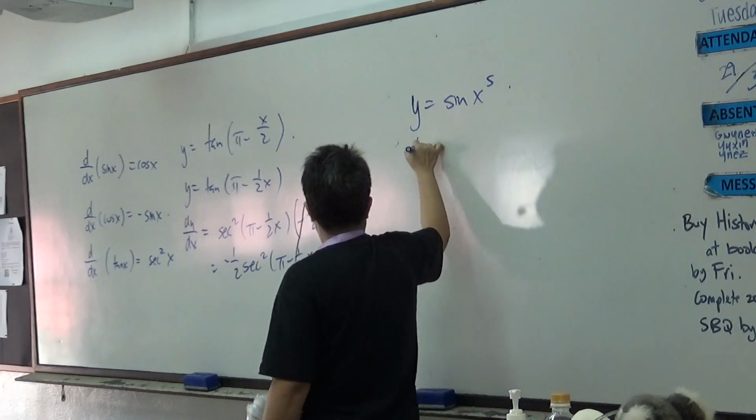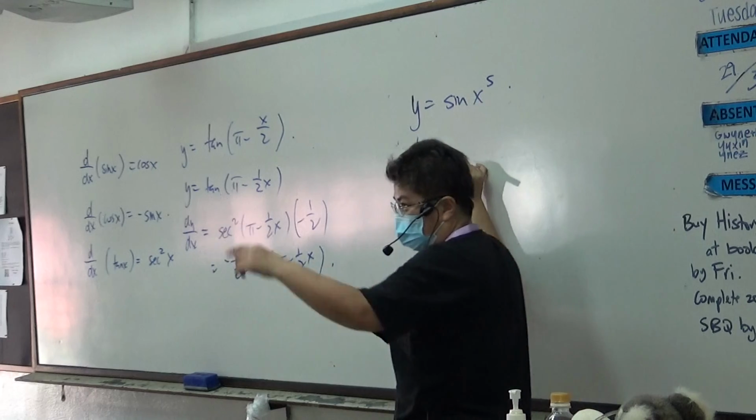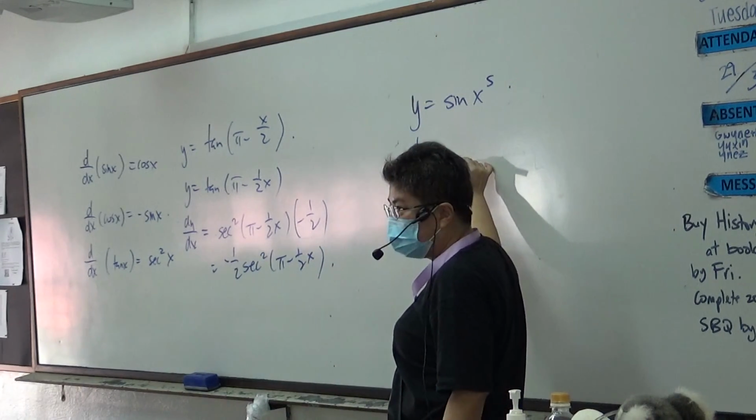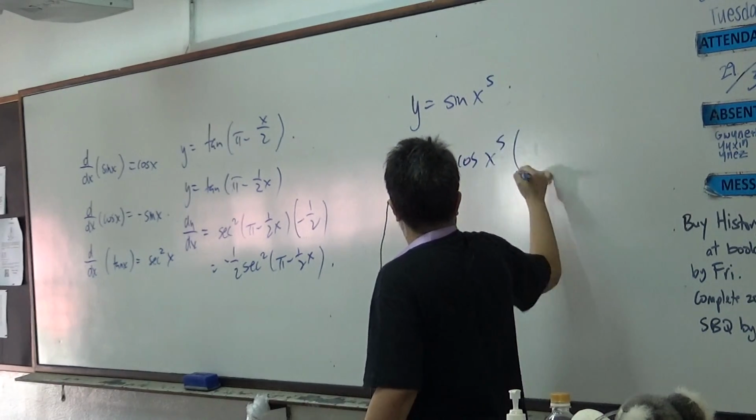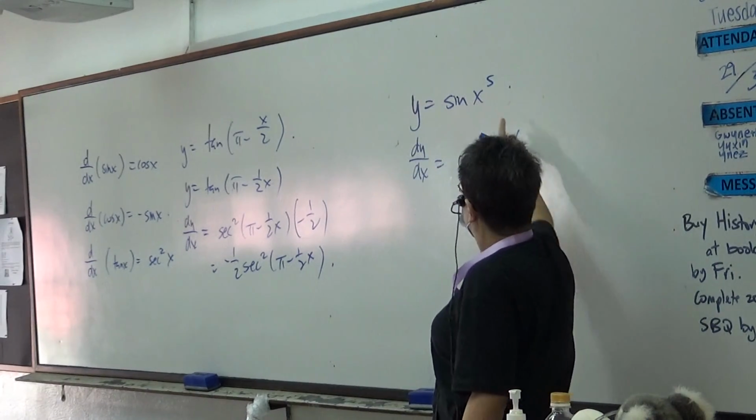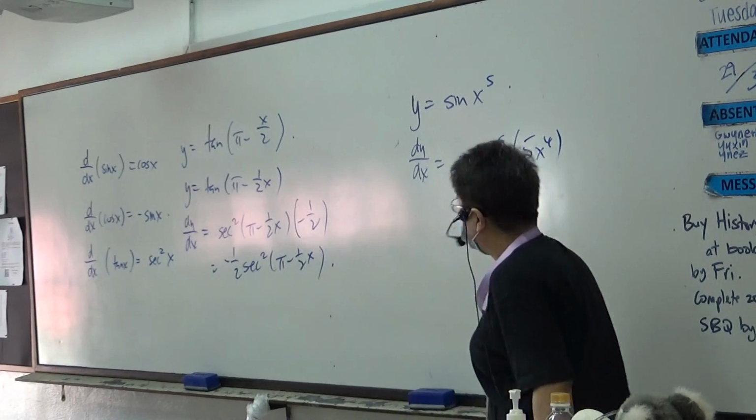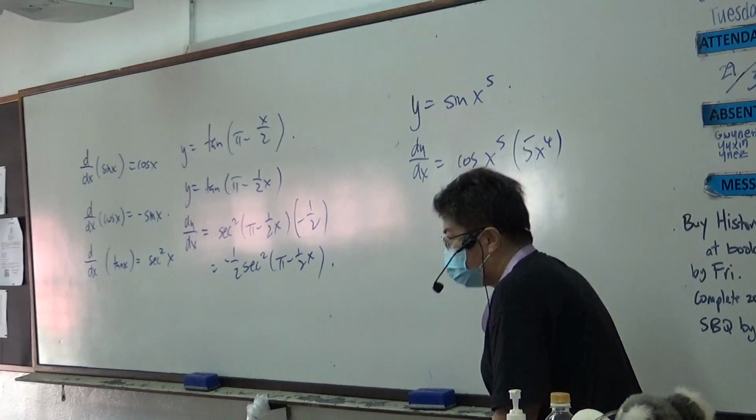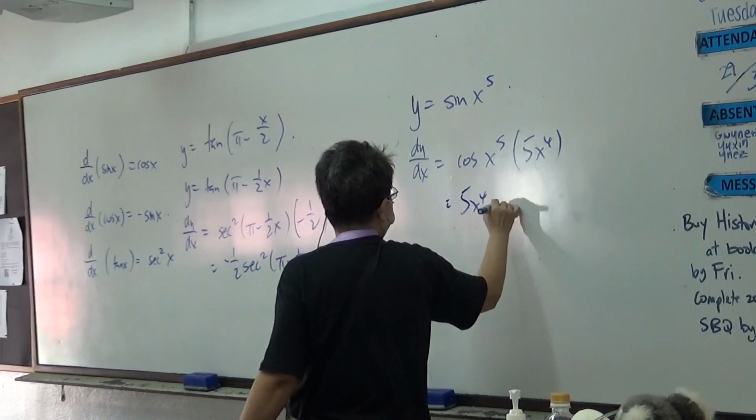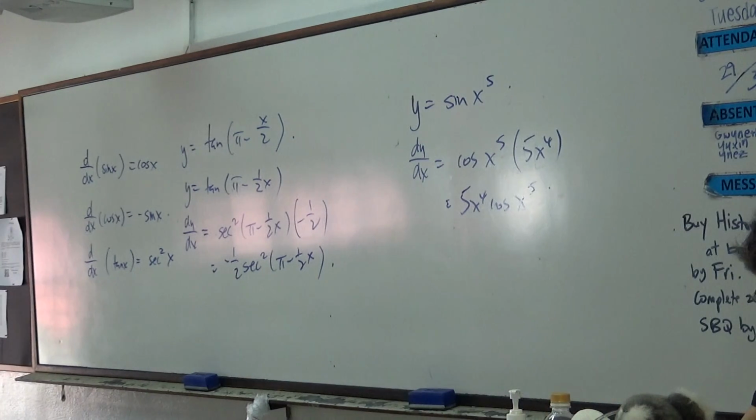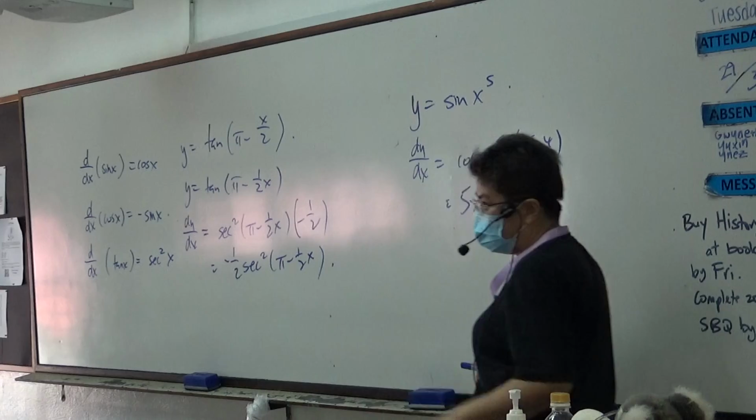Divide dx, right? Cosine? Cosine what? Times what? Differentiate this one becomes what? 5x^4. Correct now? So you will get 5x^4 cosine(x^5). Everybody okay so far? Okay. Then I need to show you something.